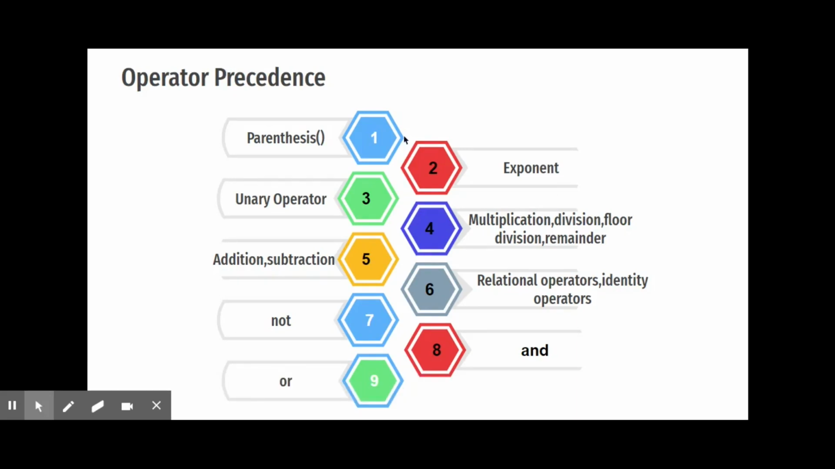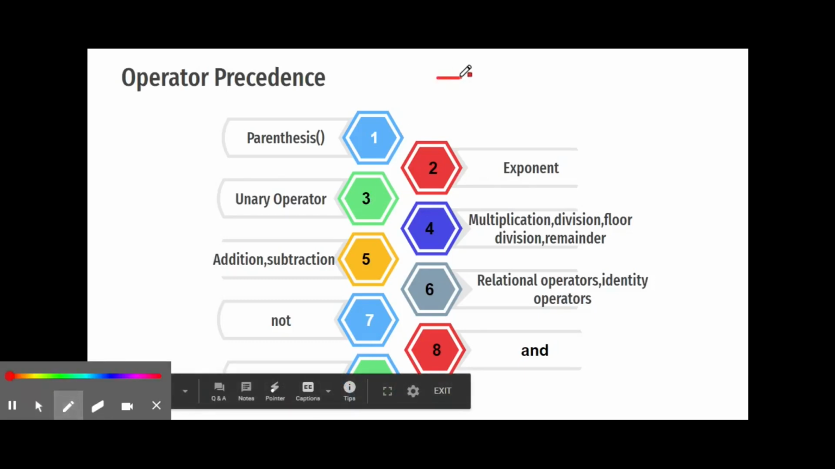Now what if you have operators of the same precedence in an expression? Like suppose I have multiplication and division in a particular expression. So what should I do first? In that case, I should start from the left hand side, and whatever operator I get first, I should evaluate that. This is called left associativity. Now I'll show you an example.